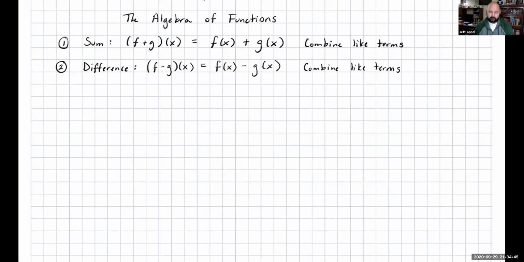Okay, easy enough. What else do we have to do? Well, the third option is dealing with a product. So that would be the multiplication side of things.